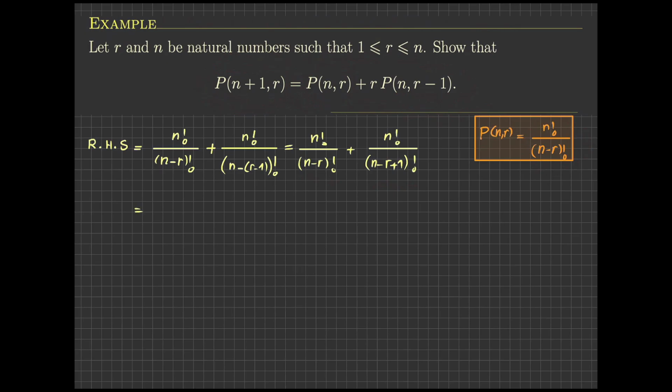So I copy and paste this first fraction. But for the second fraction, I write what? N minus r plus 1 multiplied by something factorial. Can you tell me what is that something?